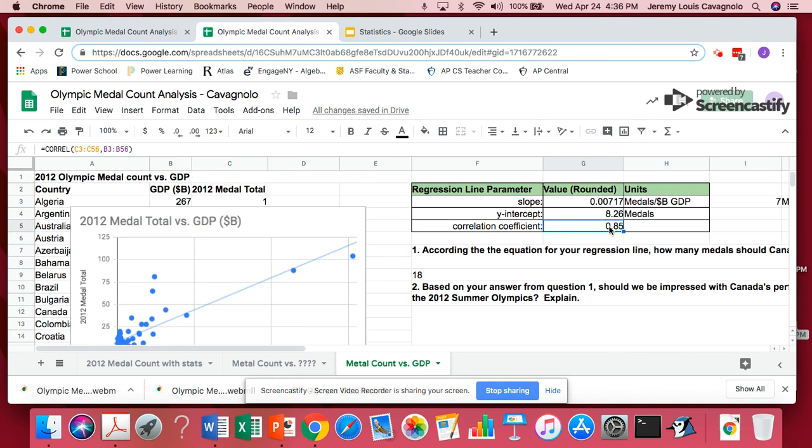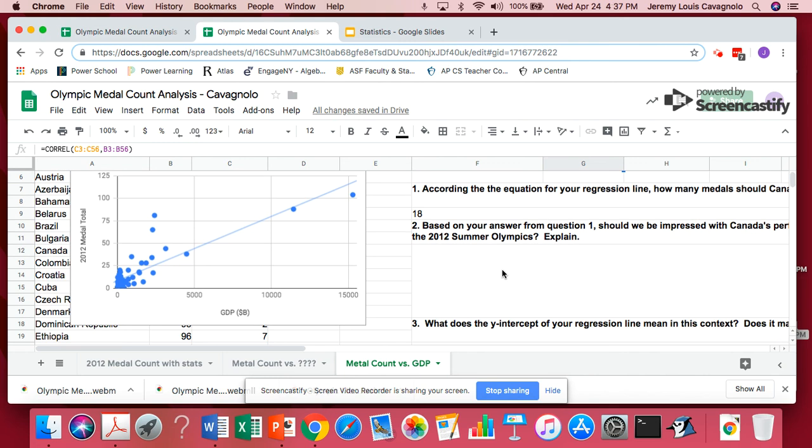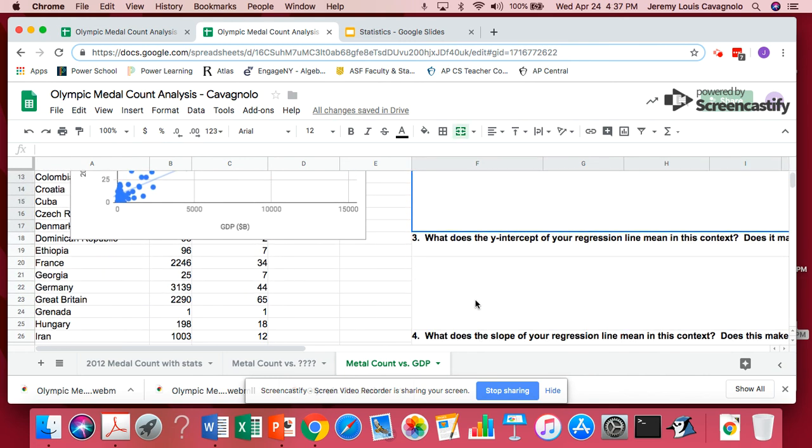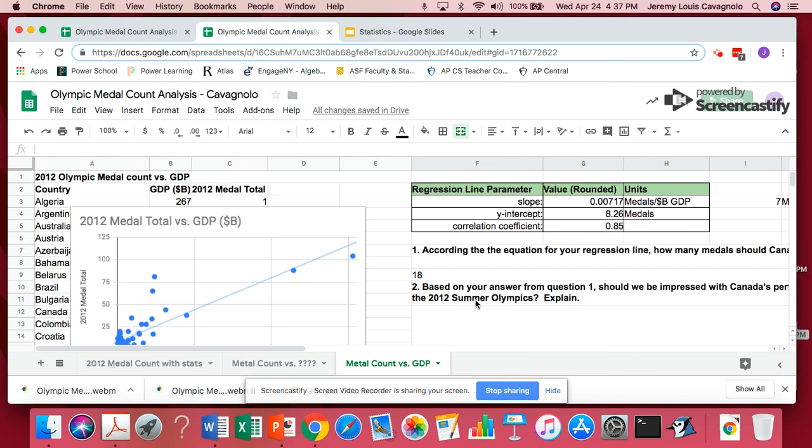So the last thing I would say about the correlation coefficient is that it doesn't have units. It's a unitless quantity, so we're not going to put any units here. But we have a moderate positive correlation between a country's GDP and the number of medals that they won in the 2012 Olympics. So once you've composed statements for each of these questions, you're pretty much done with this page.